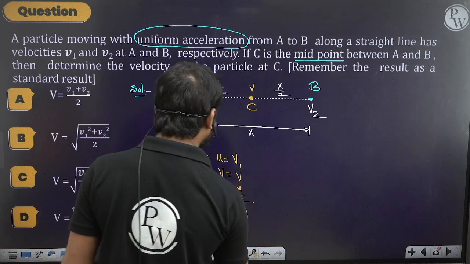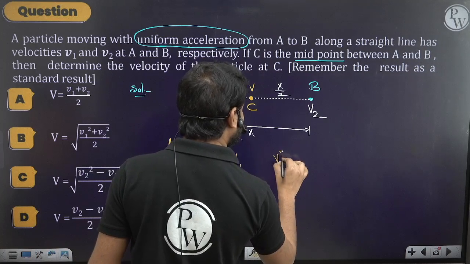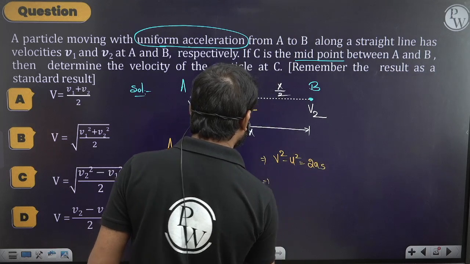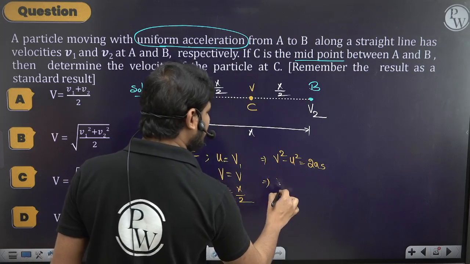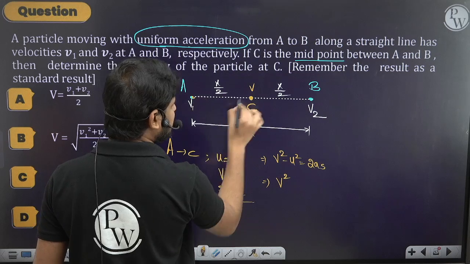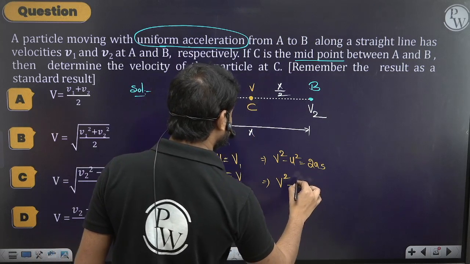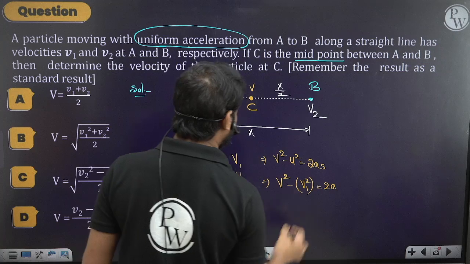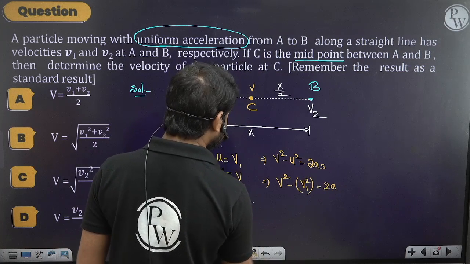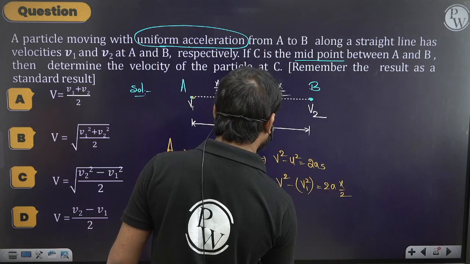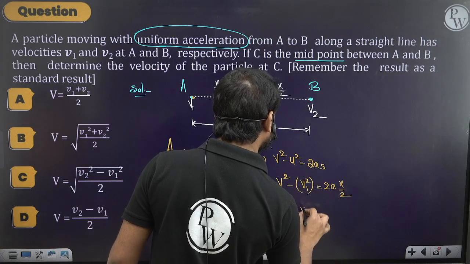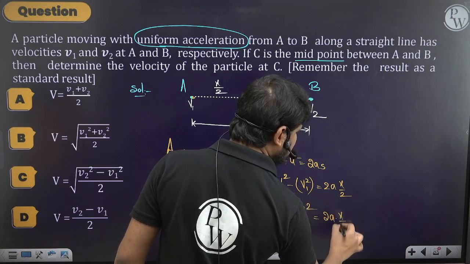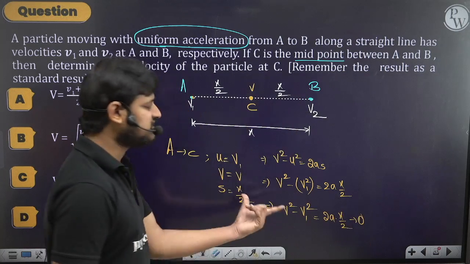I am taking the equation of motion v square minus u square is equal to 2as. Understand carefully: for the motion from A to C, the final velocity is v. So v square minus v1 square is equal to 2a into x by 2. Don't cancel this, let it be. This is equation number 1.